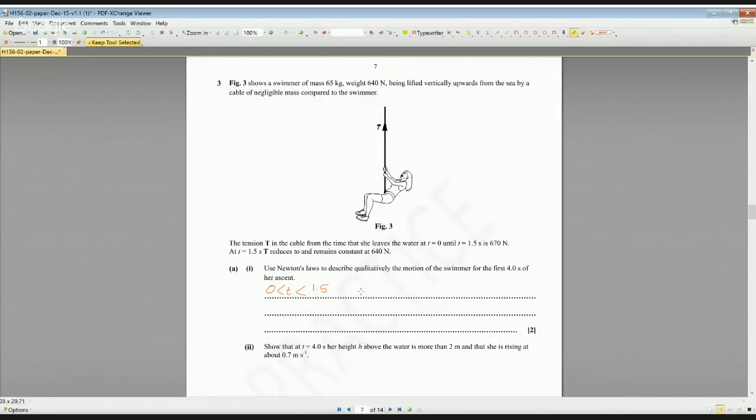we know that the tension acting upwards is greater than the weight. So there is a net force, and therefore a constant acceleration.